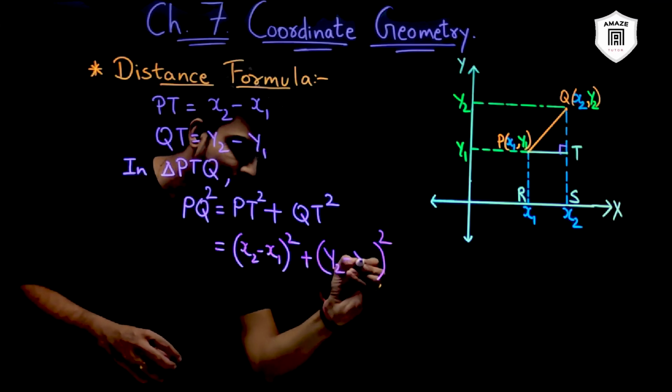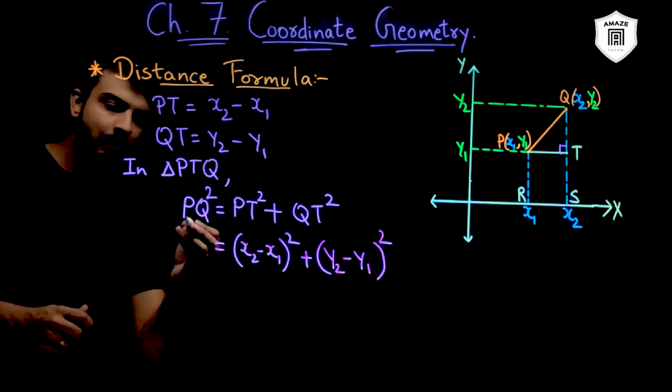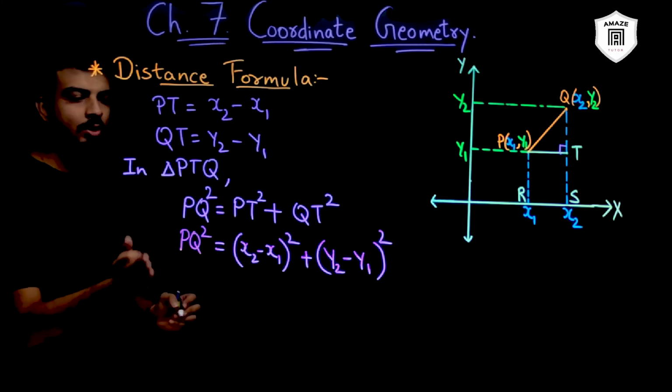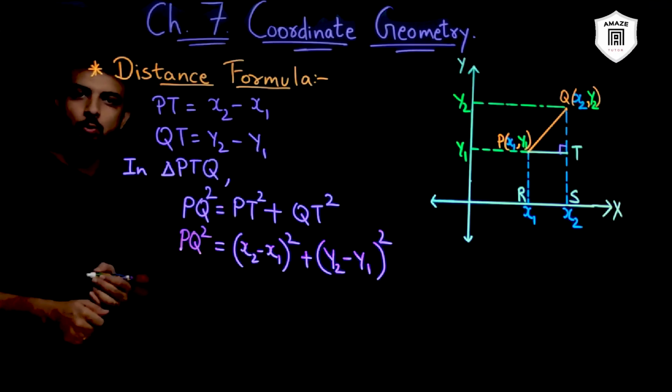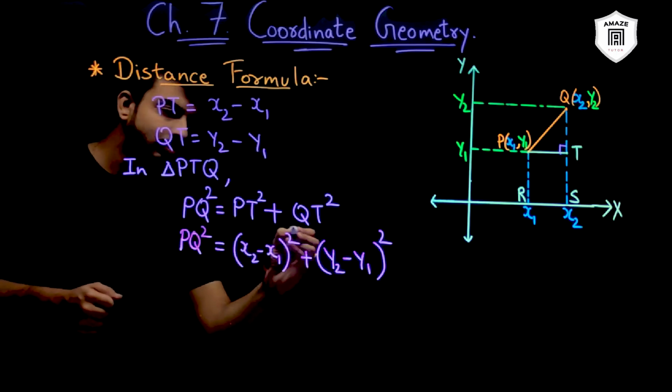So y2 minus y1 written, okay? This is nothing but PQ square. Now if I take square on the other side, it becomes square root, right? So it will be square root of the whole RHS. So this comes under the root.